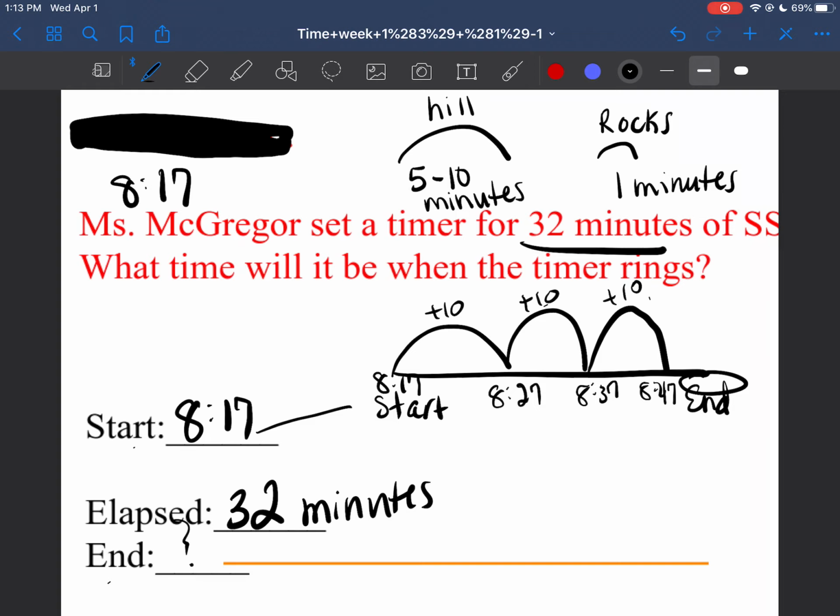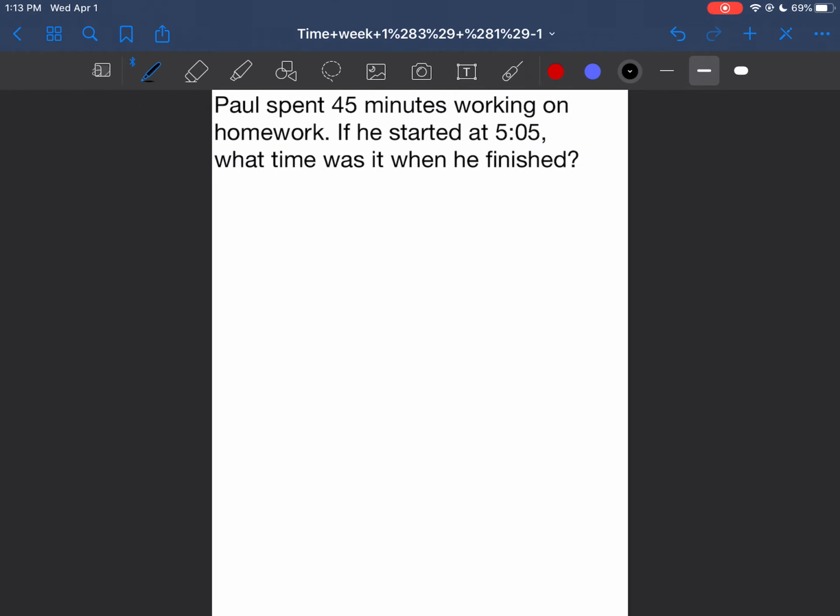I've jumped 30 minutes. I need to jump 32 minutes. So I'm going to make jumps of 1. 1, 2. 8:47, 8:48, 8:49. So what time will it be when the timer goes off? 8:49.